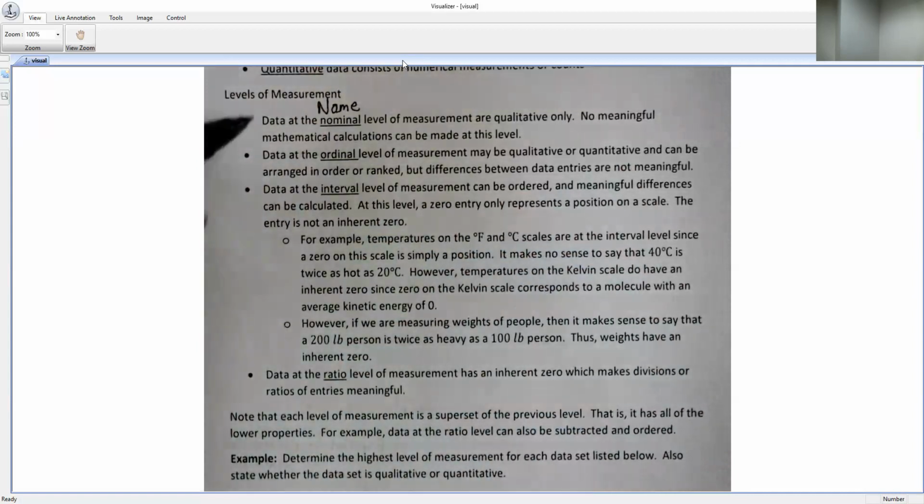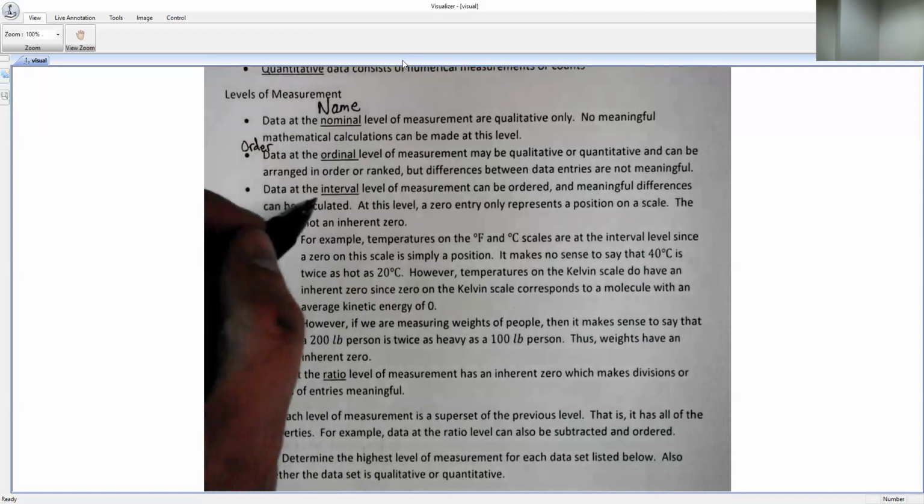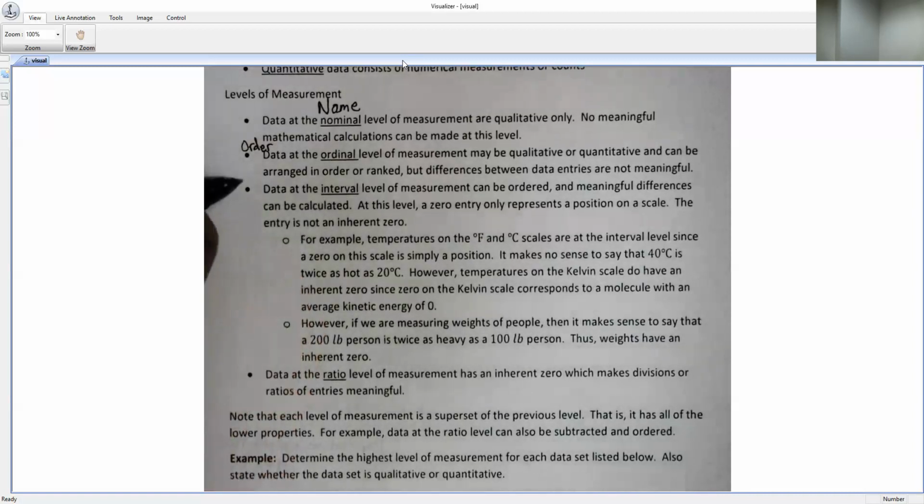Ordinal means that I can put the data in order. There's an order that makes sense from smallest to largest. And interval, this one will be less obvious. Interval is a fancy way to talk about subtractions or differences.